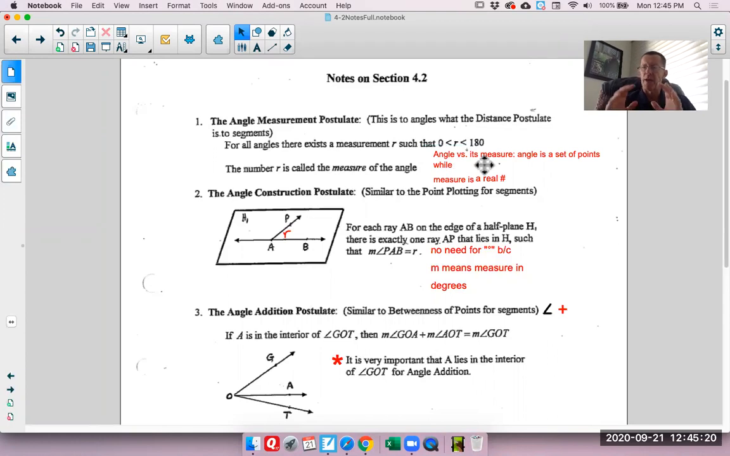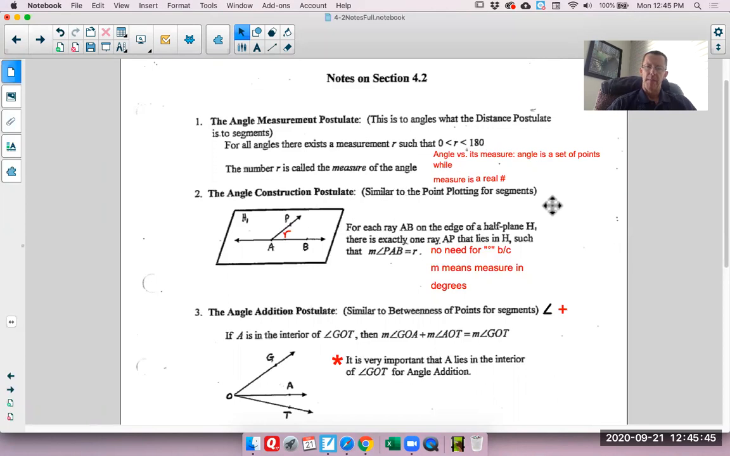An angle is a set of all points, right? It's the two non-collinear rays, and the common endpoint, the vertex, right? Whereas the measure of its angle is a real number between 0 and 180. We also have the angle construction postulate, which is very similar to the point plotting theorem for segments.